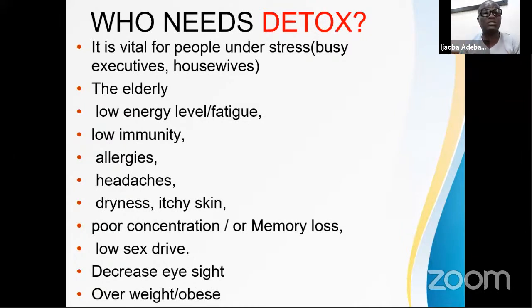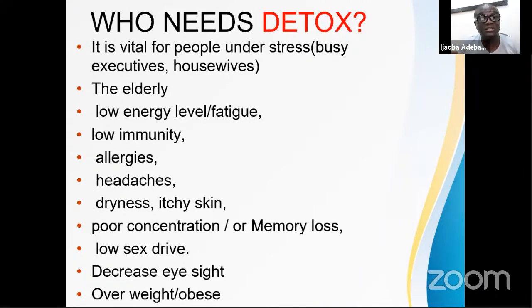You need to detoxify. Who needs to detoxify? You show allergies to things. Your system is oversensitive. Who needs to detoxify? You can't explain the perpetual headache. Who needs to detoxify? Dryness of skin, itchy skin. You need to consider detoxification.